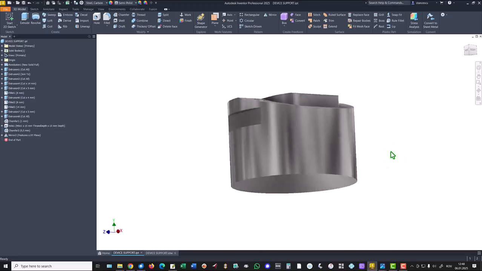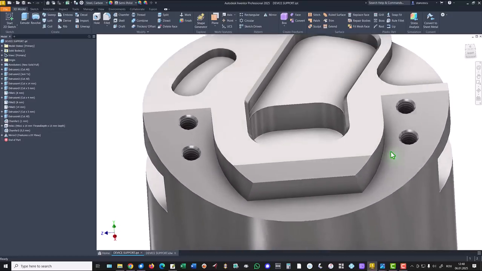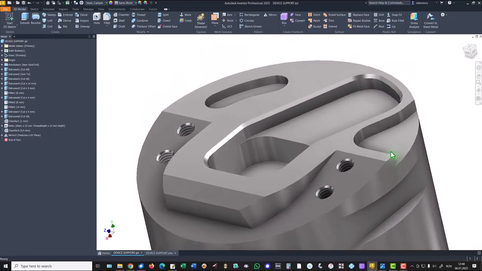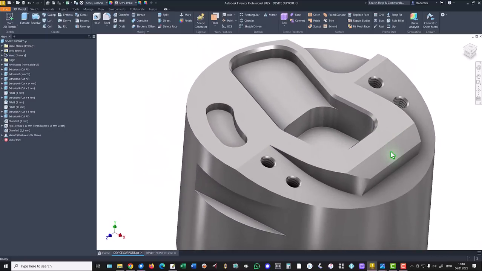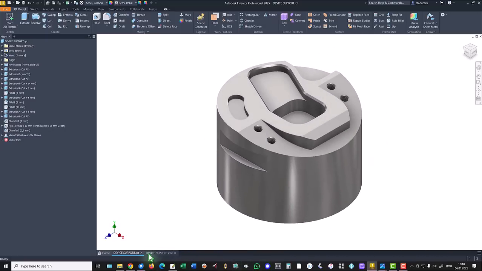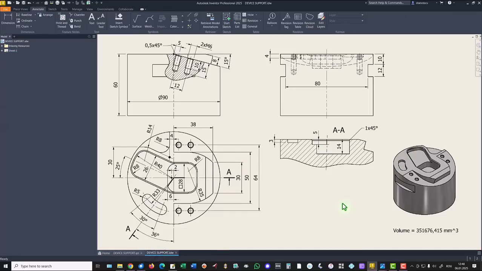Hi my friends, today we model this part. There are some interesting features and the drawing is here.